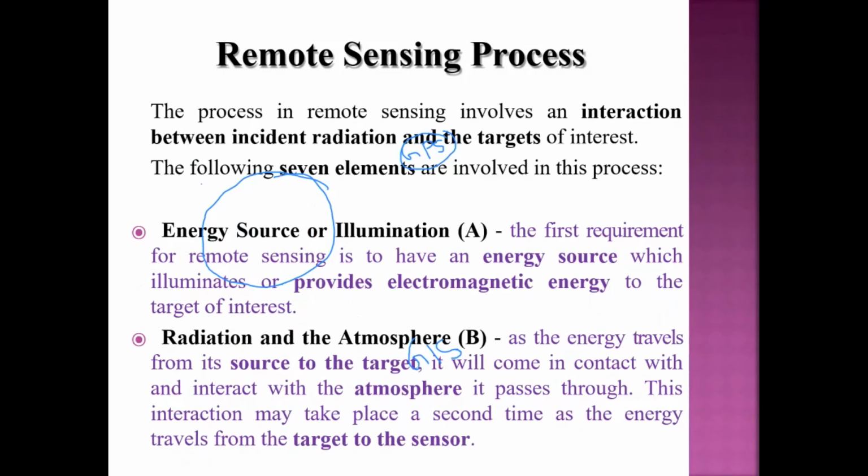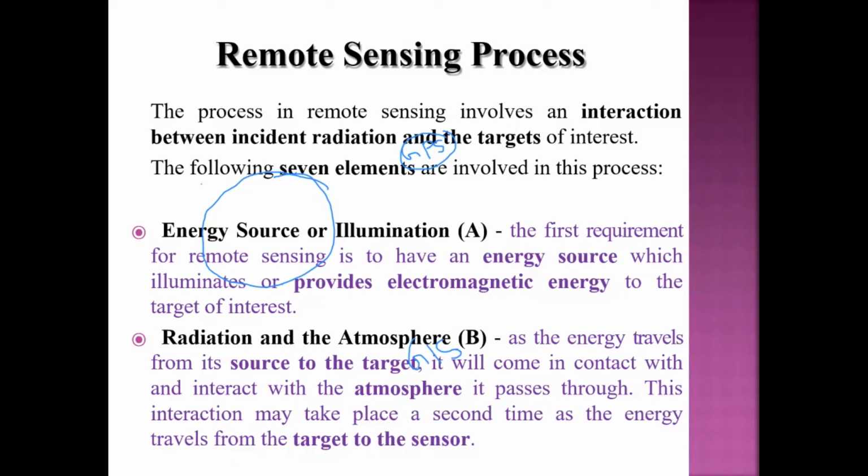So it passes through. This interaction may take place a second time as the energy travels from the target to the sensor. Why is this called the second time? Because the first time it interacts with the atmosphere, then secondly through the target. If a cloud is there, then what will happen? That energy will interact with the clouds first. Then if it passes through, it will come to the target.